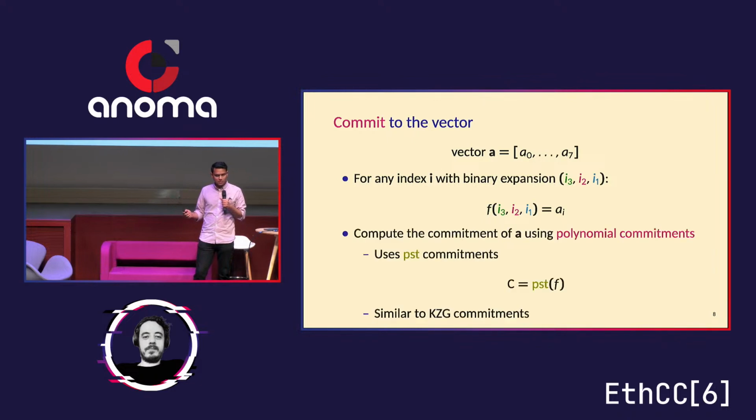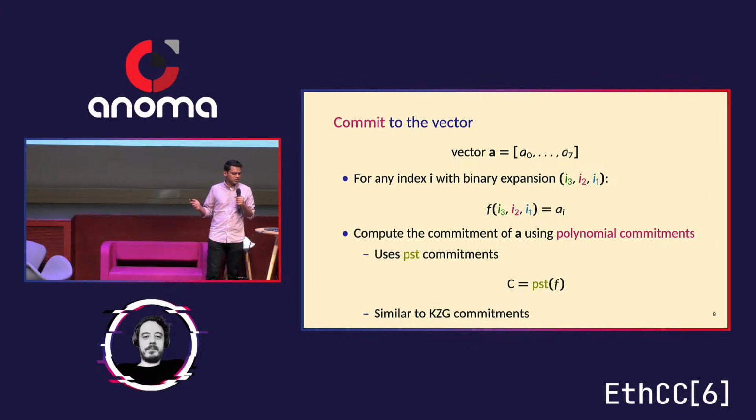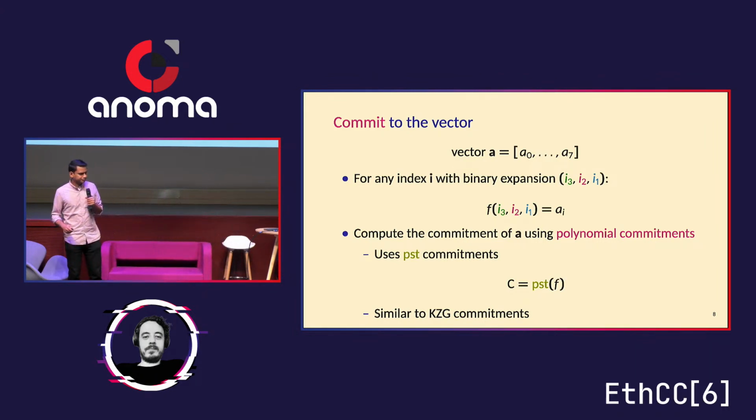Once we build this polynomial, we use polynomial commitments to compute the commitment of the vector. We use something called PST commitments. It's a multivariate version of KZG commitments. And even if you're not familiar with polynomial commitments, you can think of them as a hash function with some cool properties, and you should still be able to follow the rest of the talk. But in this paper, we specifically use PST commitments.